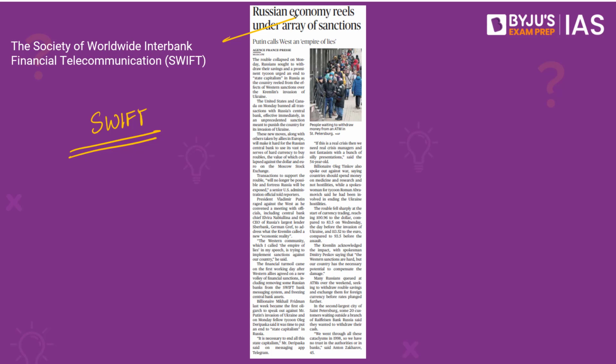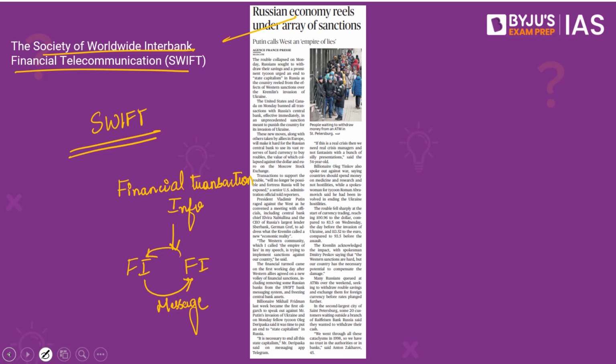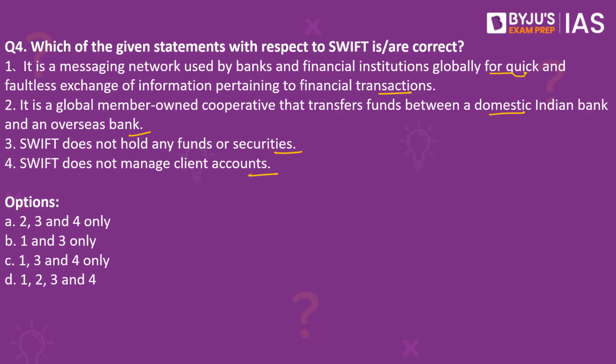Now let us discuss about SWIFT. SWIFT stands for Society of Worldwide Interbank Financial Telecommunication. So, it is a messaging network that is used by banks as well as financial institutions across the globe for quick and faultless exchange of information that pertains to financial transactions. Simply put, it is a secure network for transmitting messages between financial institutions. So, if we have a look at the first statement here, it is correct.